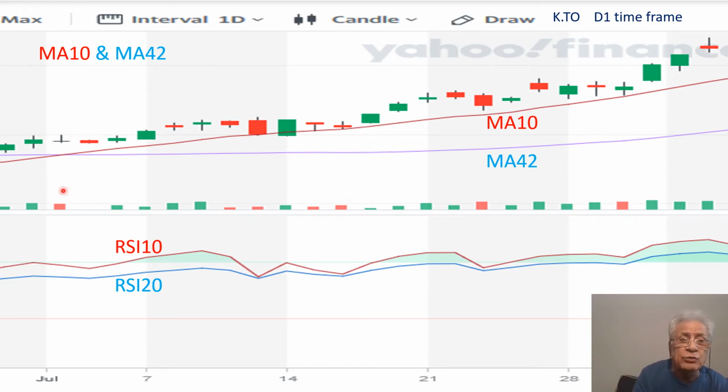Now, in order to know where we have to enter the market between July and August, we have to go to a 2-level lower time frame. This is D1, 1 day of trading. 1 level lower is 4 hours trading, and 2 levels lower is 1 hour trading. So we have to go to the 1 hour time frame to see where we have to enter the market. So let's see the 1 hour time frame.